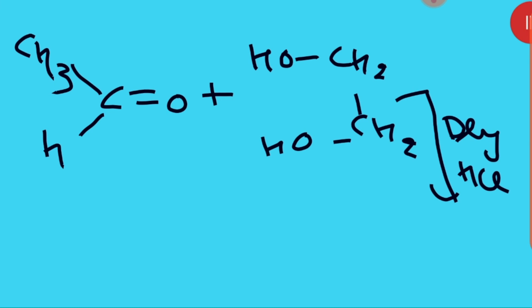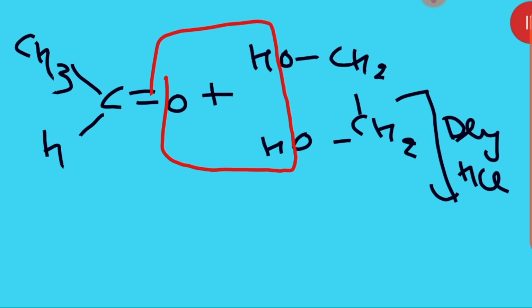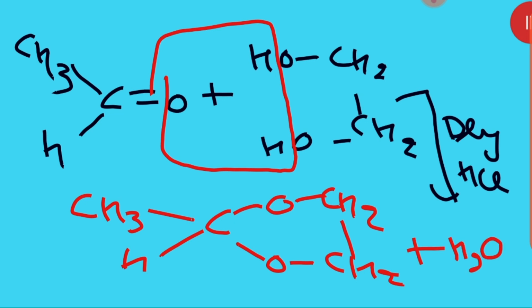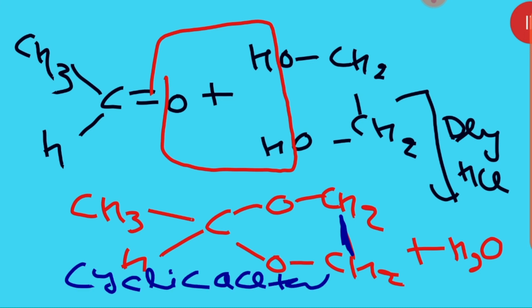See, again, this is positive, negative, all of you know very well. Now we are removing the water molecule from there. After the removal of the water molecule, the product we get is O-CH2-O-CH2 plus water. This is called cyclic acetal. You see this ring bond is here, no? That is why it is called cyclic acetal.